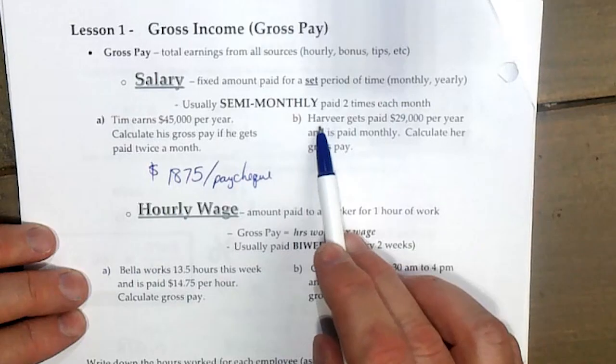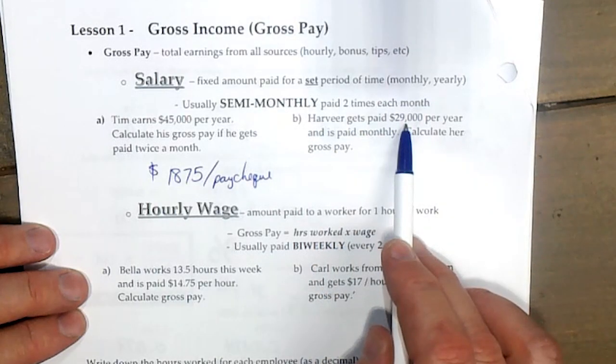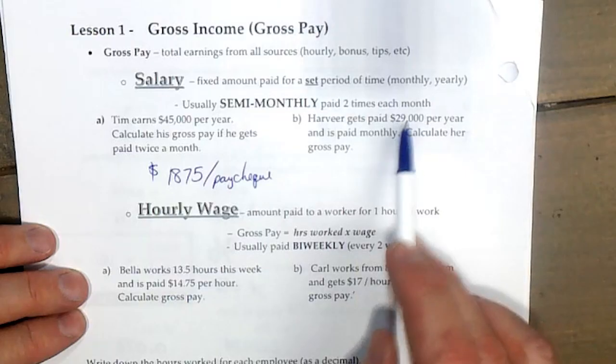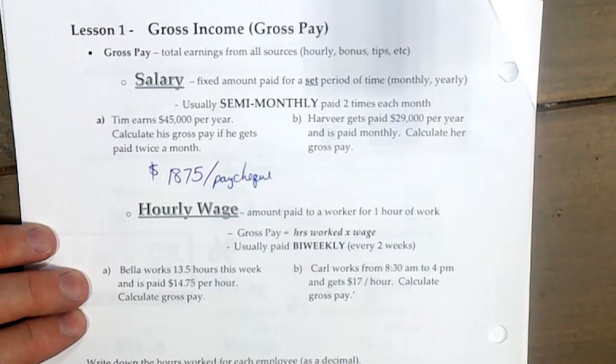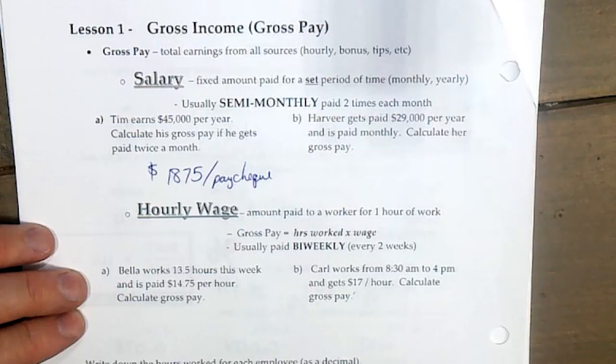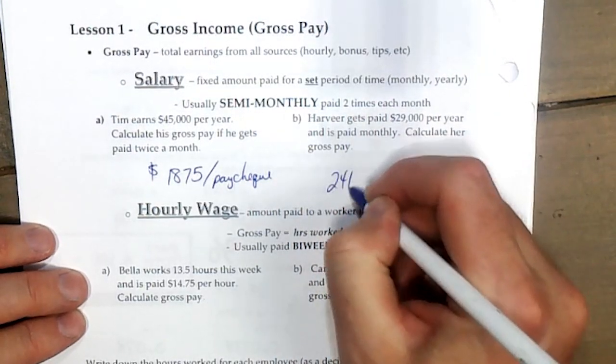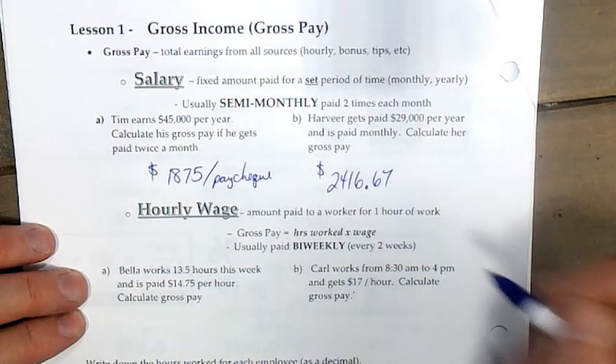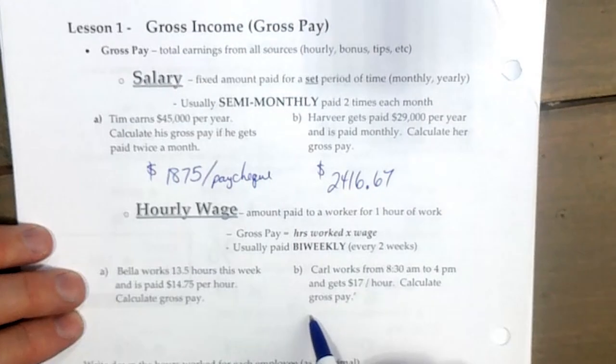So Javier, she gets paid $29,000 a year and is paid monthly. So one paycheck. So this one we're just going to divide by 12. And we have to round, so $24.16 and 67 cents per paycheck.